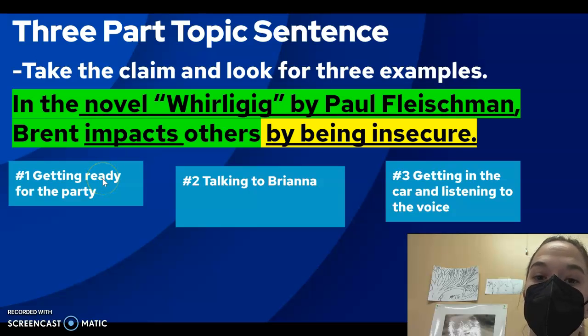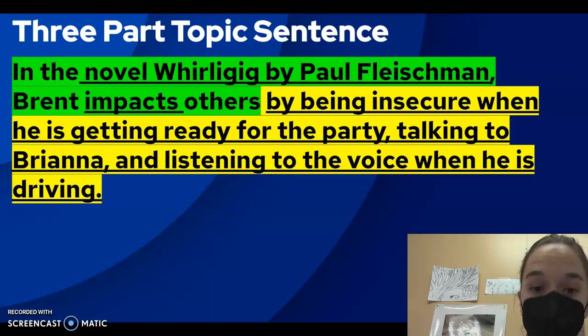For this, you could also do character traits or adjectives. I saw some of you do that in your draft. It just depends on if it's answering your prompt, okay? So the last step, then, I'm going to rewrite that by literally stating those three things that I just said.